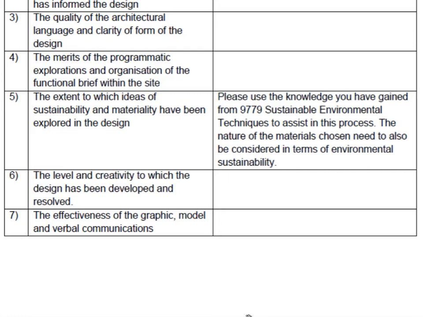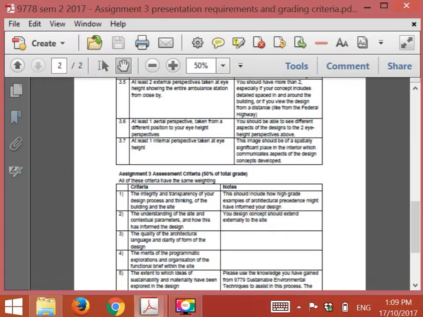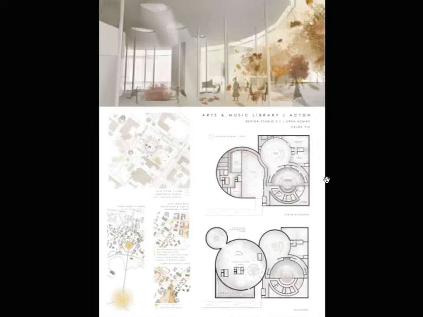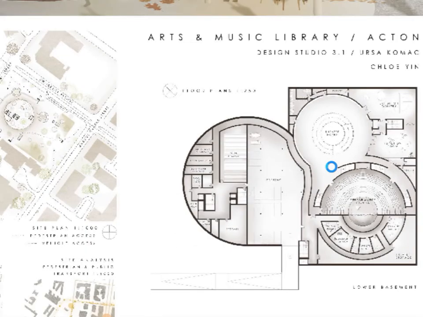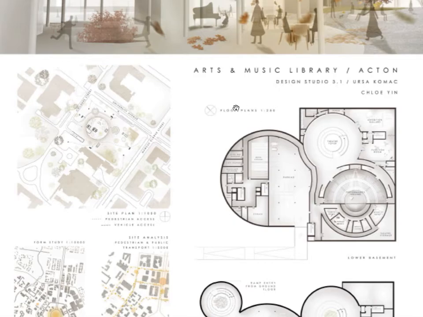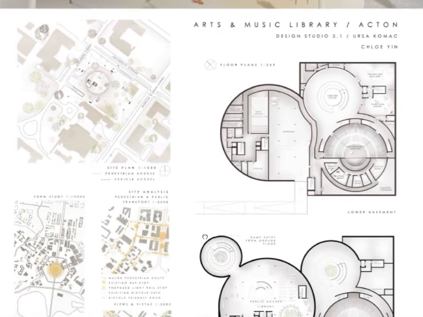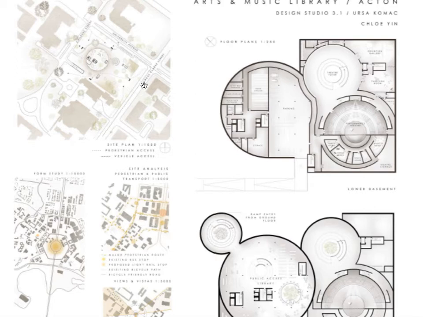Now, what I'd like to do is show you a couple of examples from last year's design studio. These are A1, A0 panels, so they're quite big panels. If we go into the entire thing, you can see that in this panel you've got a big perspective up the top, and then down here you've got a site plan which shows everything around it as well as the building in it.